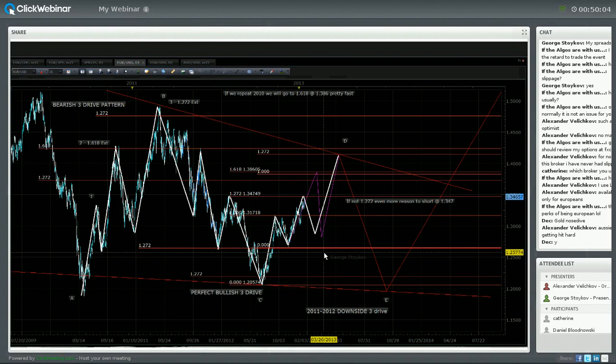Now, the biggest reason why I expect that we could be going straight to 1.386 is because I firmly believe we are repeating 2010. If we are repeating 2010, we would expect this level here not to serve as much of a resistance. That means that we would expect a move straight to 1.386.